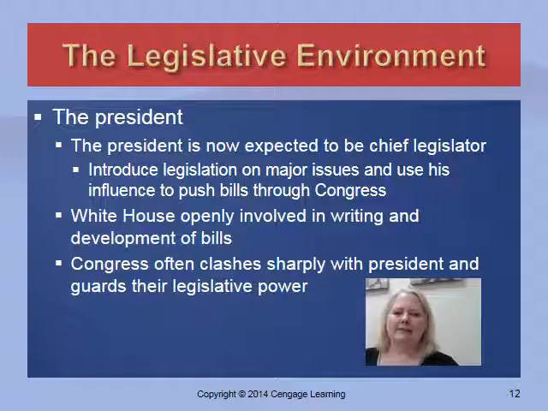Legislation will be conducted to fulfill those campaign promises. The White House actually openly gets involved in writing and developing bills, and Congress often clashes with the president, and they get very guarded with their legislative power. And for good reason, right? Because our Constitution was set up to have three very distinct branches of government. And when we have the president coming into the legislative environment, those kind of merge a little bit, which makes people nervous. So it never fails. There's a clash there, a clash of power from time to time. And it works out, because the system is set up to do that.